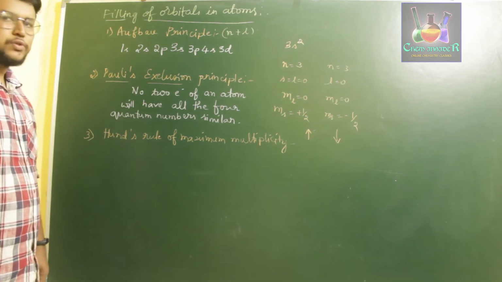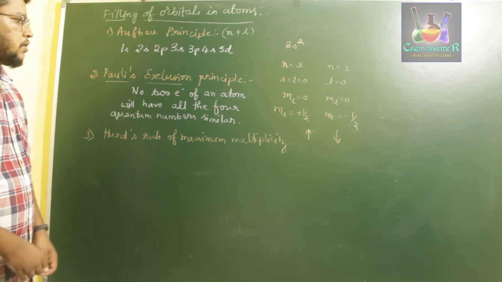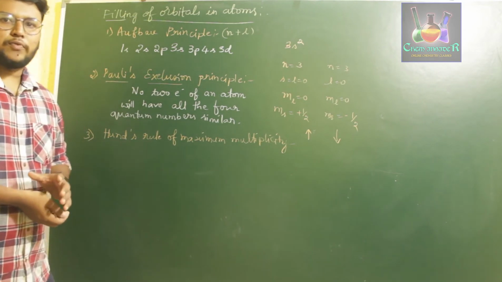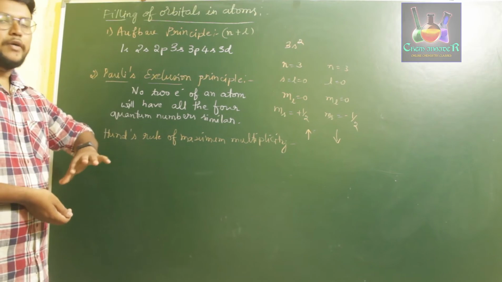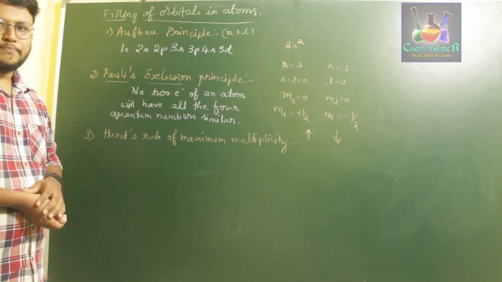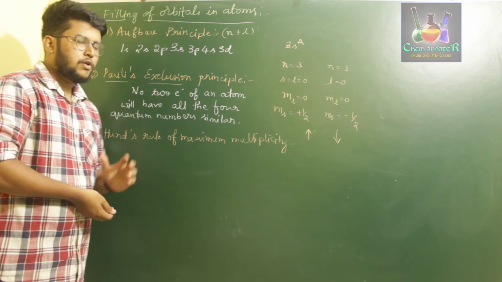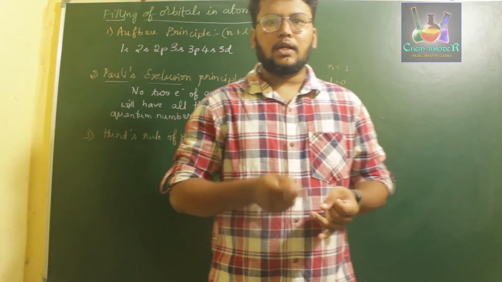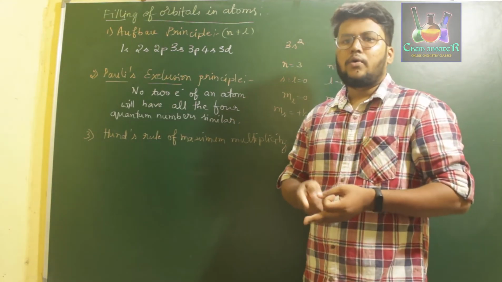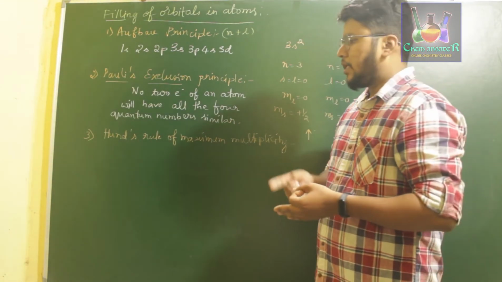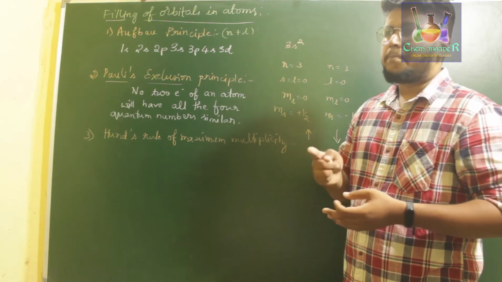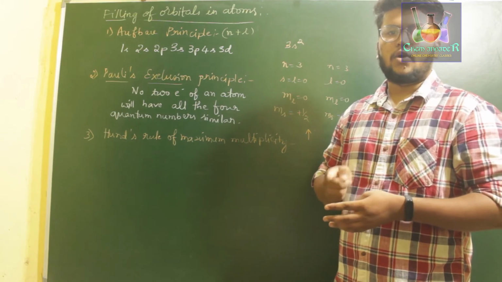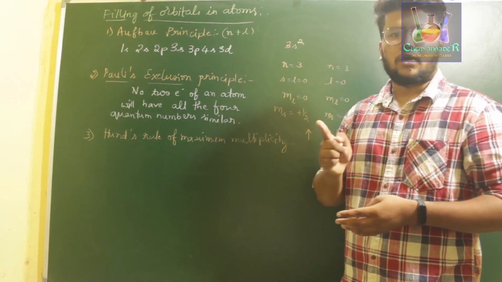Next is Hund's rule of maximum multiplicity. For Hund's rule of maximum multiplicity, we should consider a situation where we have to fill electrons with upspin and opposite spins. Whenever you fill electrons in multi-orbital subshells such as p, d or f, pairing of the electrons does not take place unless all the other orbitals have got one electron each.